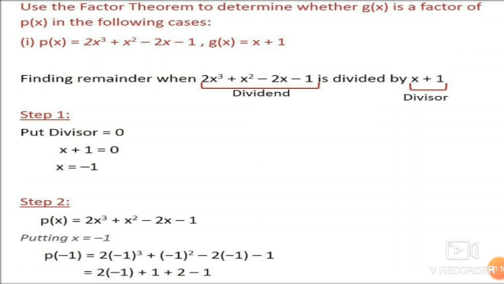So putting x equals minus 1, P of minus 1 equals 2 into minus 1 whole cube plus minus 1 whole square minus 2 into minus 1 minus 1. Carefully do the simplification: minus 1 whole cube again is minus 1. So 2 into minus 1, plus minus 1 whole square, obviously plus 1. Then minus 2 into minus 1, minus into minus is plus, that's why plus 2. Minus 1, write it as it is.